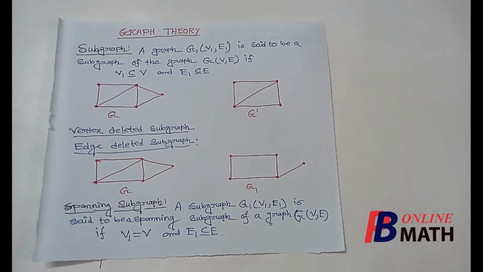Now, another type of subgraph can be obtained from a graph by deleting all the loops and parallel edges from a graph. This type of subgraph is called a simple subgraph.